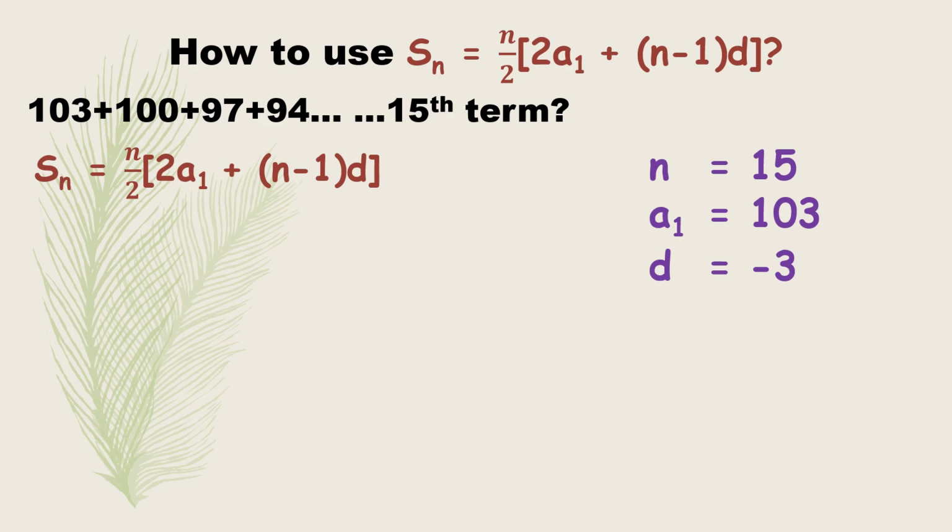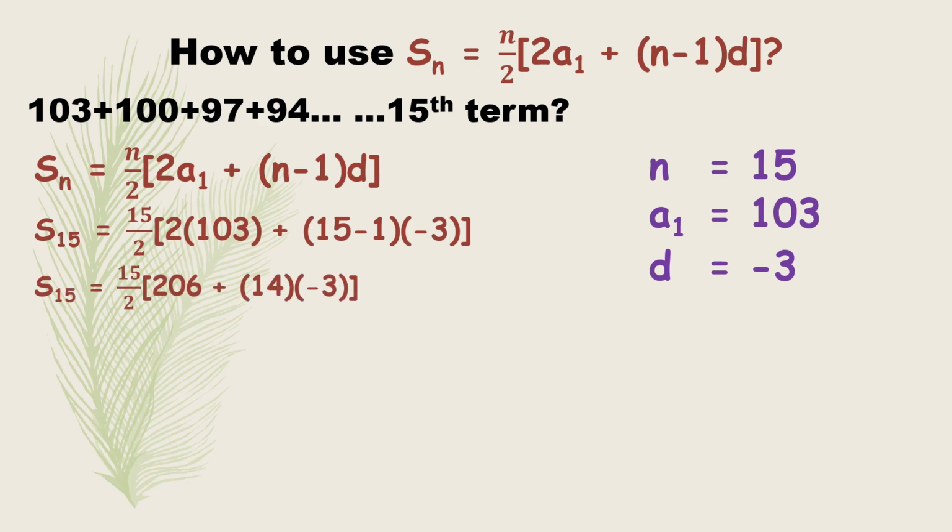So we replace the variables with the values that we obtain. We will have s sub 15 is equal to 15 over 2 times 2 times 103 plus quantity 15 minus 1 times negative 3. So n is 15, a sub 1 is 103, d is negative 3. Solving it further, you will have 15 over 2 times 206 plus 14 times negative 3. 14 times negative 3 is negative 42. So we will now have 15 over 2 times 164, which is 206 plus negative 42.